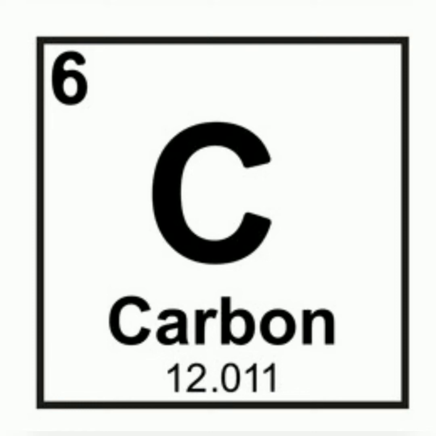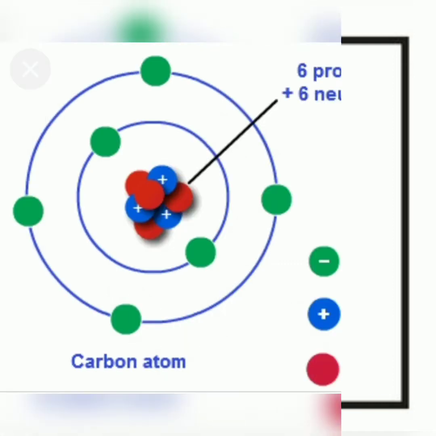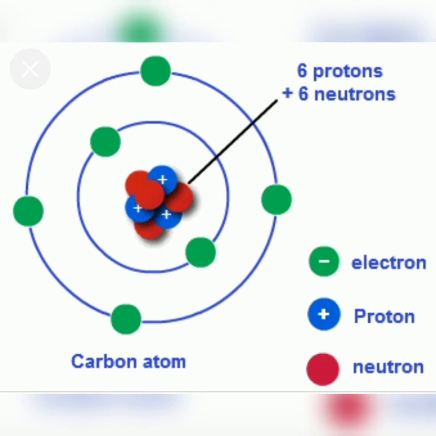The mass number indicates the sum of neutrons and protons. Number of neutrons can be identified by subtracting atomic number from mass number. And carbon is a non-metal. Now let us see the filling of electrons in case of carbon.